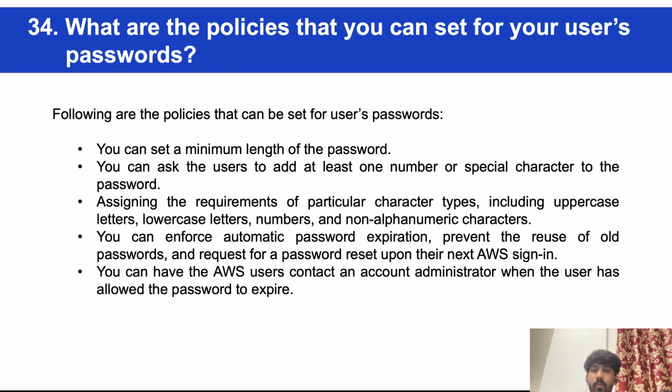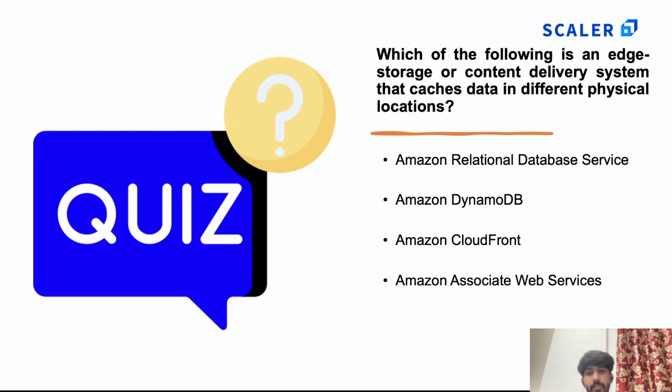So these are basically the questions, guys. So now coming to the final part, I'm going to ask you a question. So if you know the answer, put it down in the question section and we would give you a heart from our side to recognize that yes, that's the right answer. So the question basically is, which of the following is an edge storage or content delivery system that caches data in different physical locations? Four options: relational database service, DynamoDB, CloudFront, associate web services.